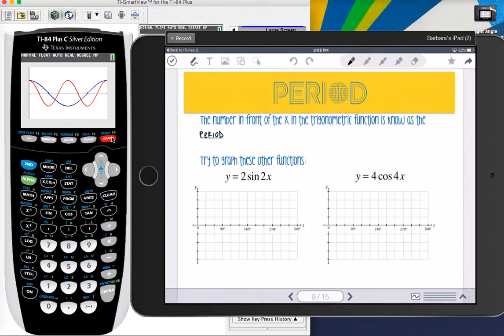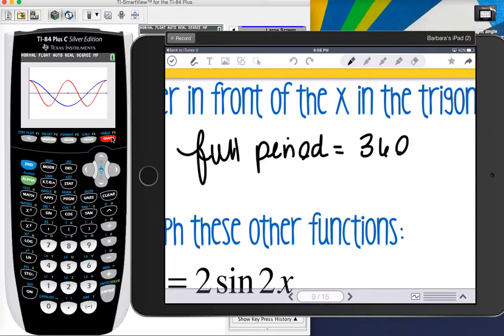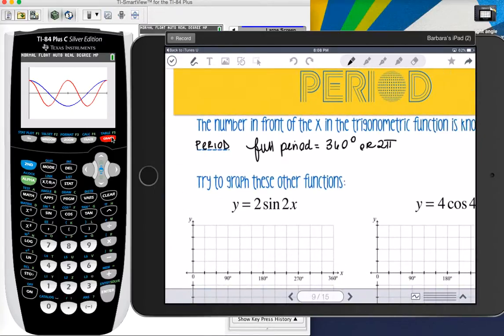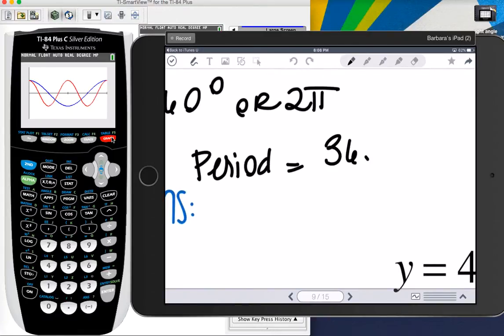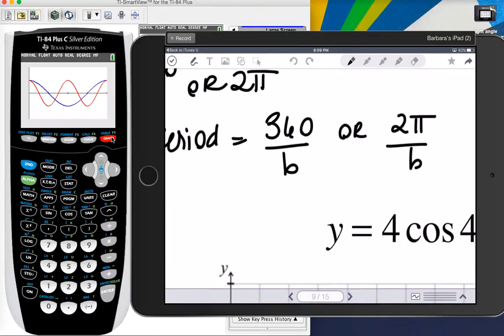So the period, a full period is 360 degrees or 2 pi. So you could write that. So to find the period, what you're going to do is take either 360 or 2 pi and divide by this number in front of the x. It's known as b. So you could say if sine of bx equals y, b is going to be the number in front of x.